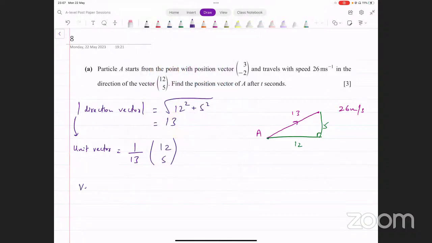वेलोसिटी वेक्टर हमारे पास क्या आ जाता है इसमें, 26 into 1/13 into (12, 5). Remember, this is a fraction, which is a number, and (12, 5) is a vector. तो ये वेक्टर फॉर्म में क्या बन जाएगा, 26 और 13 तो कैंसिल हो गया. दिस इज 2 into that वेक्टर (12, 5). जो वेलोसिटी वेक्टर हमारे पास यहाँ से आता है, दैट इज (24, 10).